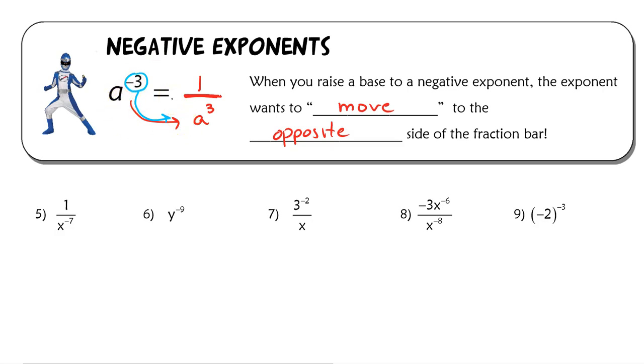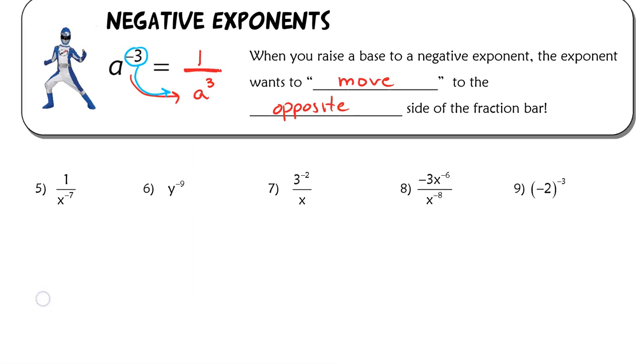All right, now for number 5, this time, this exponent is unhappy downstairs. He wants to go upstairs. So if he goes upstairs, now he becomes happy again, so it becomes x to the positive 7th on top. And since he's up top, you don't really need to put over 1 because it's assumed that it's always going to be over 1.